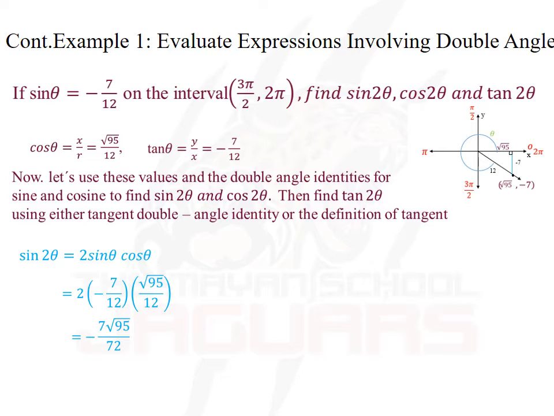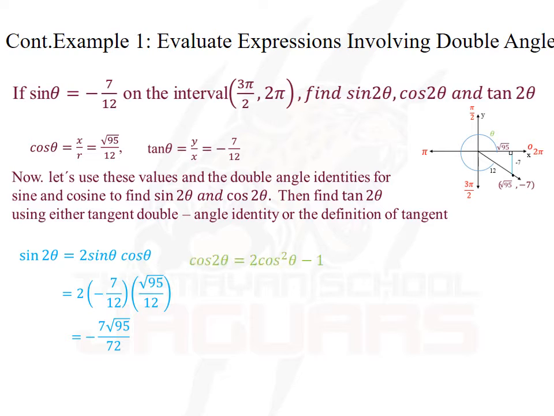How did I get this? One way of simplifying is to multiply 2 times 7, which gives negative 14 times the square root of 95 over 12 times 12, which is 144. Then you can simplify the numbers, negative 14 over 144, and in simplest form it becomes negative 7 over 72. So the answer, by using any way of simplifying the fractions, becomes negative 7 square root of 95 over 72.